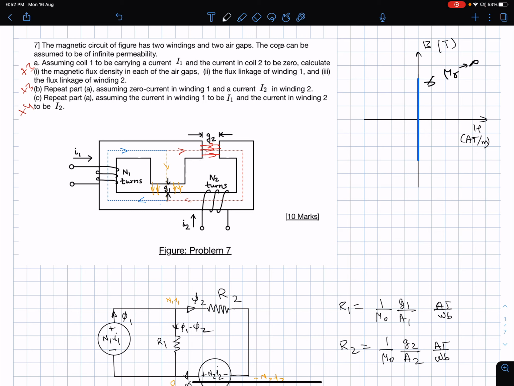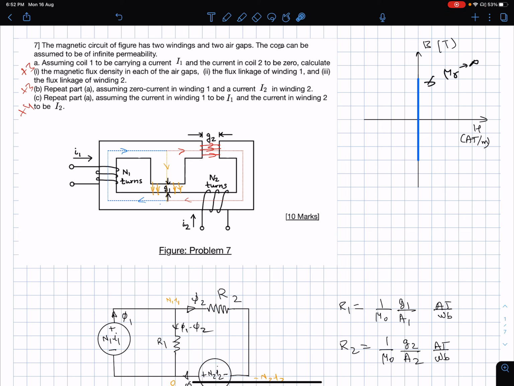So this is of course an idealization. It is not true, but when mu r is very high and air gap has mu r 1 and let's say the core has some 10 to the power 5 or 10 to the power 6, then such an approximation makes sense. So assume that the core can be assumed to have infinite permeability.